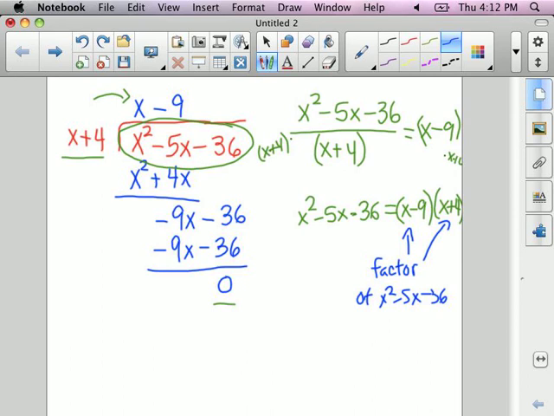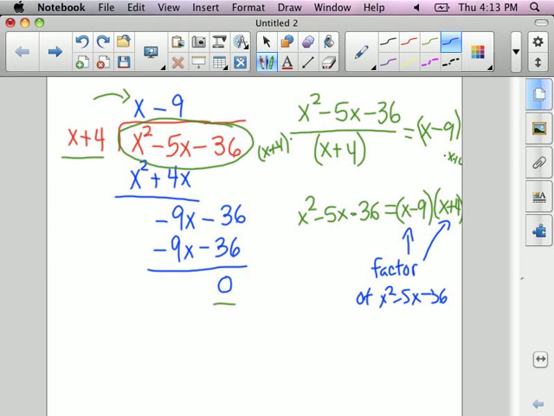If we had done a problem where we had a remainder, maybe there was like a 4 down here or something like that, the original thing we divided by would not be a factor anymore because it doesn't go in evenly. But if we have a situation where it goes in evenly, we call that thing we divided by, and our answer for that matter, a factor.